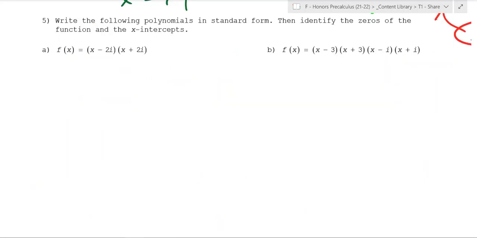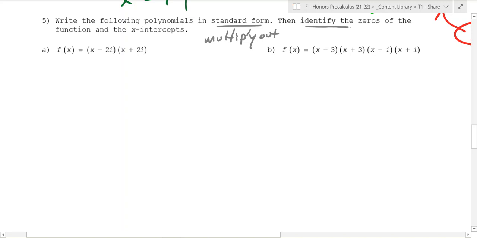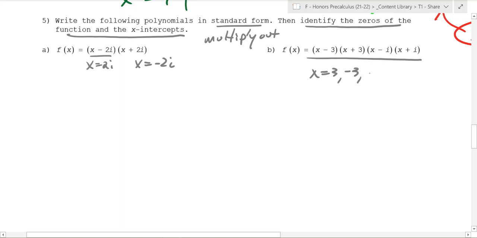For these, to find them in standard form means just multiply out. So multiply these out to find them in standard form and identify the zeros of the function and the x-intercepts. You have the zeros when they're in factored form. So here, for example, x is equal to 2i and x is equal to -2i. And when they're factored here, you have x equals 3, -3, i, and -i. So you can multiply these out, and to do intercepts, the y-intercept, remember, is when x is 0, and the x-intercept is when y is 0. You've done that many times. I'm not going to do it again, but you should do this out if you need to.